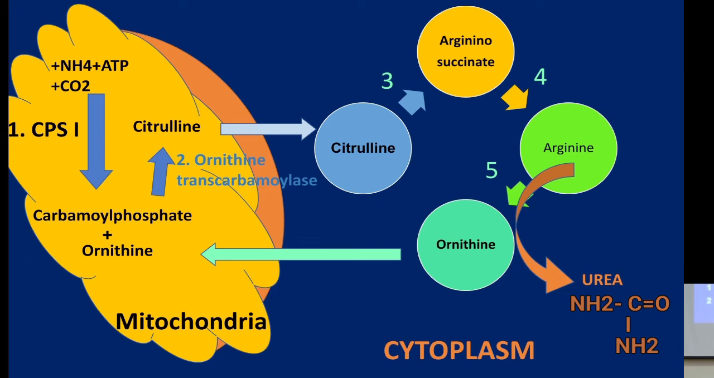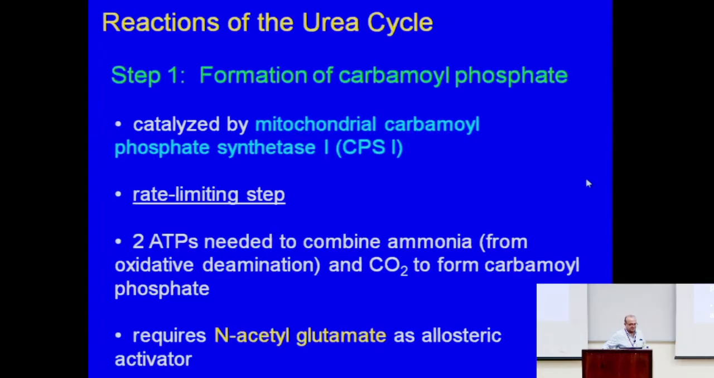So know what enzymes are in the mitochondria, what enzymes are in the cytoplasm, and the sequence. The first enzyme is by far the most important enzyme, and that's the enzyme that's regulated. It's regulated by an allosteric molecule. N-acetylglutamate is the allosteric activator of carbamoyl phosphate synthase 1. This is a derivative of an amino acid, glutamate, which binds to this enzyme allosterically and activates it. Okay? So you absolutely need some of that to be there in order for this first enzyme to work. We'll talk about this molecule a little later and how it's made.